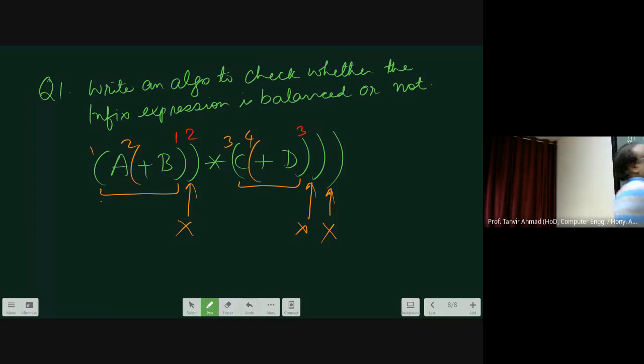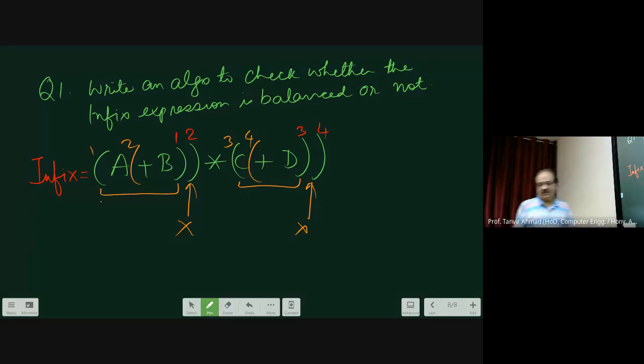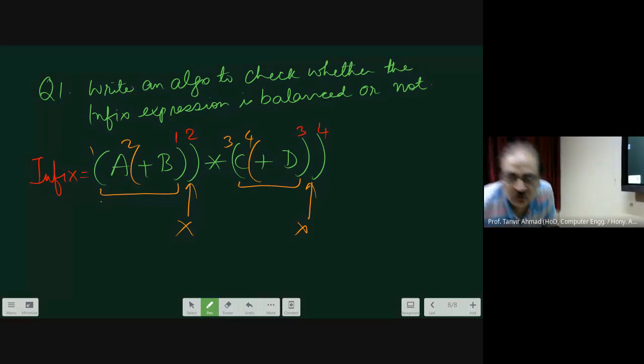If I erase one of them, 4 and 4 are correct, but it is not balanced. Therefore, your algorithm should say that this infix expression is not balanced. And this is the output you want. Once you use this concept, your algorithm should detect this.